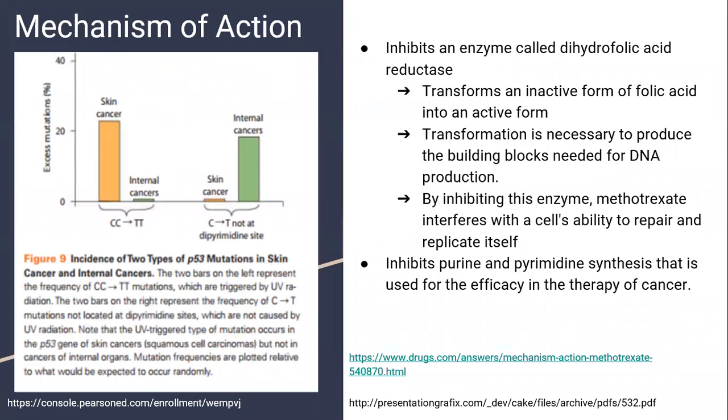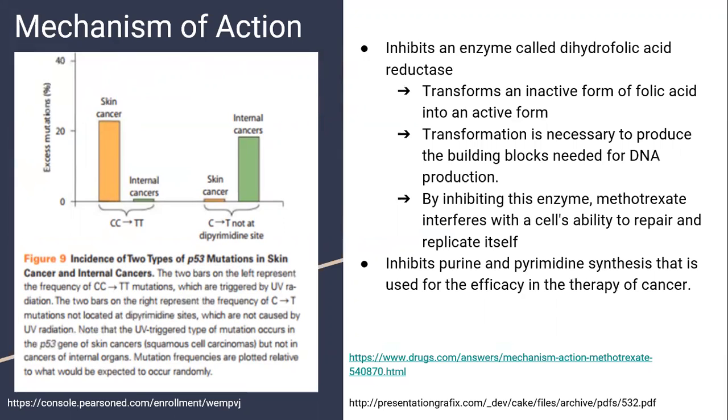Methotrexate is a drug used primarily to treat rheumatoid arthritis, but it's also used for the treatment of cancer. Methotrexate works by inhibiting an enzyme known as dihydrofolic acid reductase. It's an enzyme important for transforming an inactive form of folic acid into an active form. This transformation is necessary to produce the building blocks needed for DNA production. By inhibiting this enzyme, methotrexate interferes with a cell's ability to repair and replicate itself.